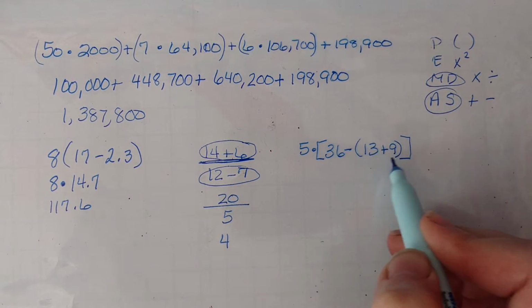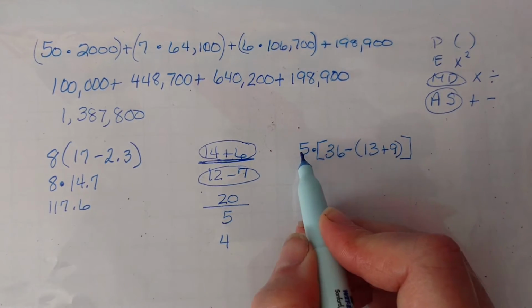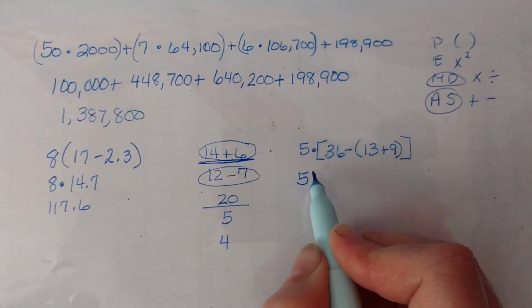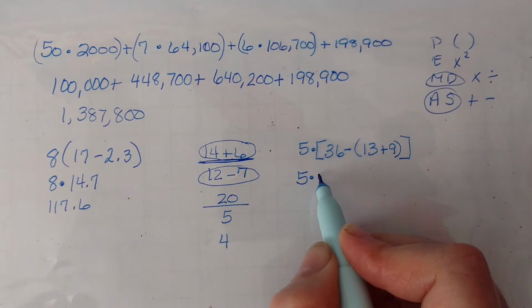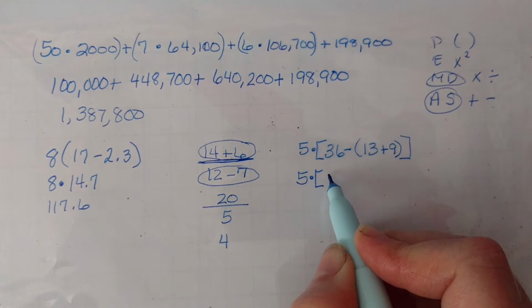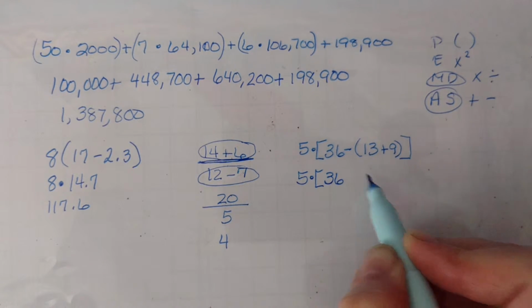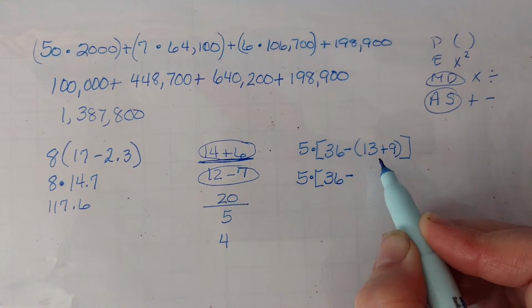That means I have to do this 13 plus 9 first. So I'm going to bring down my 5 because I haven't used it. I'm going to bring down my multiply symbol. I haven't used it. I still have this bracket here and this 36. Haven't done anything with those. Bring down my minus sign.